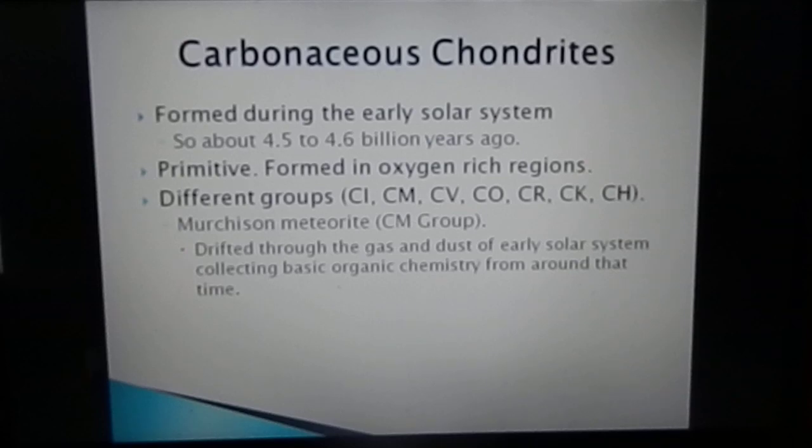Now, one thing about these meteorites is that they drifted through the gas and dust of the early solar system, collecting basic organic chemistry from around that time. So we get to look back at what it was like back then, basically, when we get them. On to the next slide.